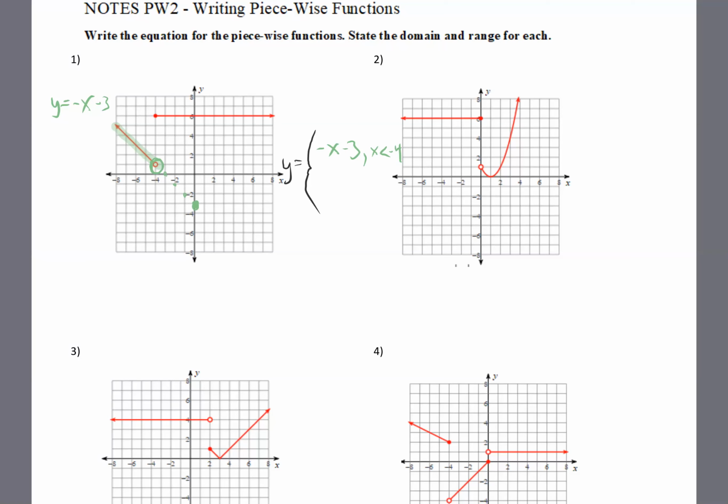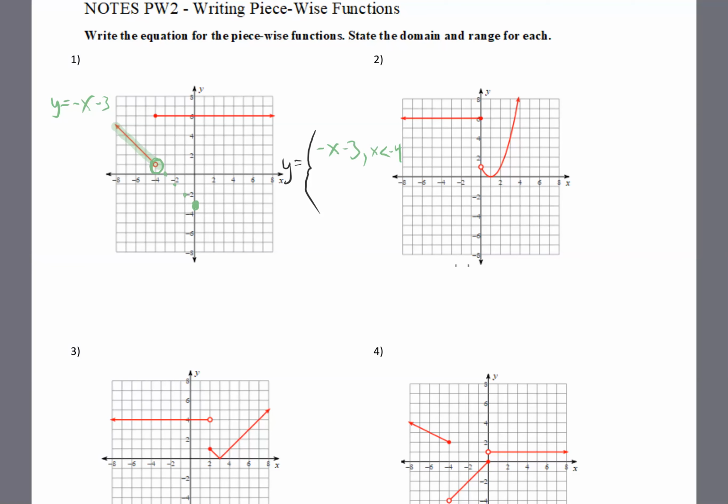Wait, how do you get negative 4? Oh, wait, never mind. I see. Why do you put less than? Less than is when it's going to the left of the point. Oh, okay. Wait, I still don't get it. How did you get negative 4? It's just, see that point that I circled? It's the x coordinate of that point.